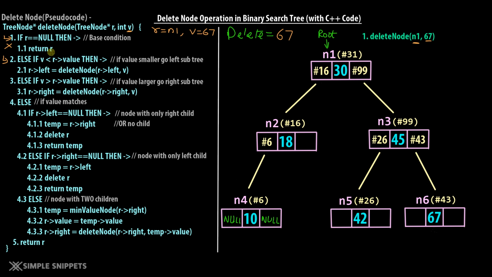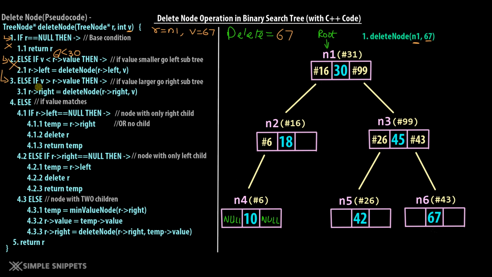R, as I mentioned, is n1. So what is n1's value? It is 30. So the value supposed to be deleted is 67. So let me replace it over here. Is 67 less than 30? No. So in that case, again, step 2 will not be executed. We will go to step 3.